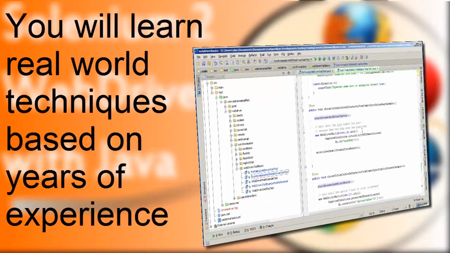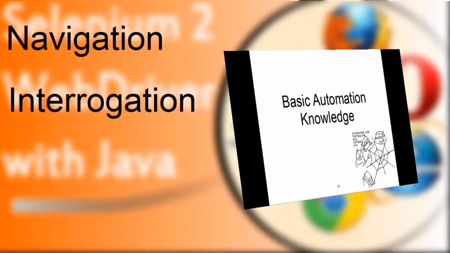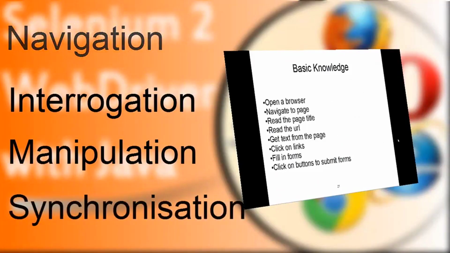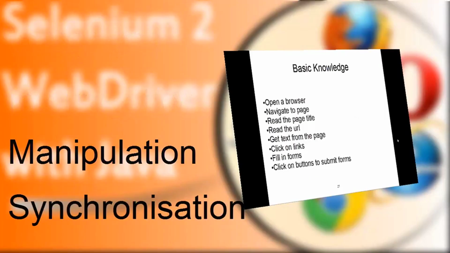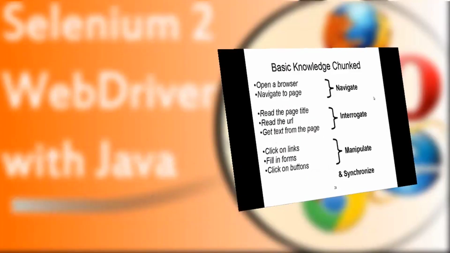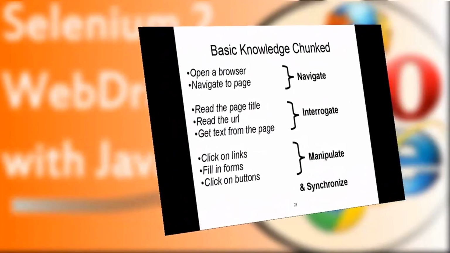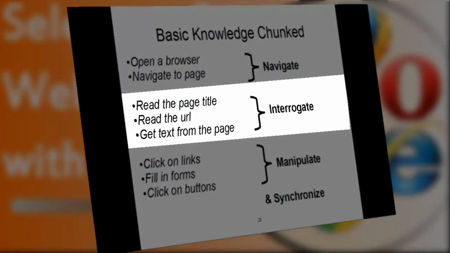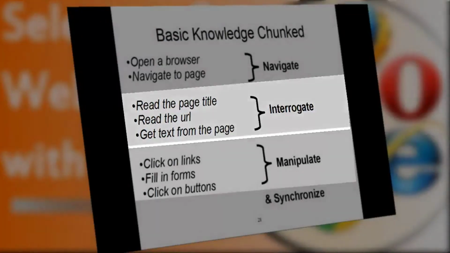So I don't just cover the API. I've organized the API into high-level categories like navigation, interrogation, manipulation, and synchronization to make it easier for you to remember, because that's how I remember, and that's how I think about the automation I'm building. Navigation, how to open pages and move about the site. The very basics of web automation. Interrogation, how to find the elements on the page using XPath, using CSS selectors, and how to work with the attributes in the DOM, things like that.